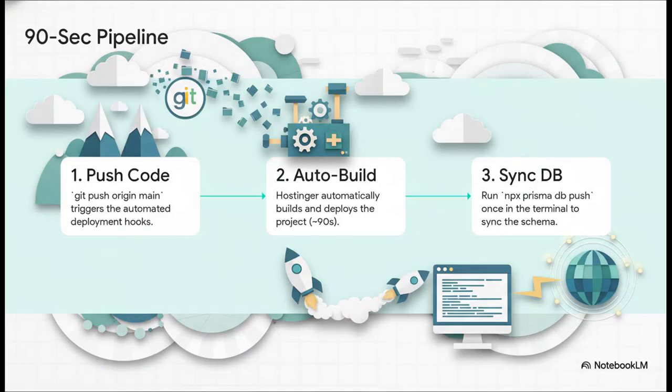But here's the real magic, getting to production. It's literally 3 steps. Step 1, git push. That's it. Step 2, the Hostinger integration kicks in and automatically builds and deploys your entire project in about 90 seconds. And finally, step 3, you run one little command to push your database schema. And that is it. You are live to the world in 90 seconds.